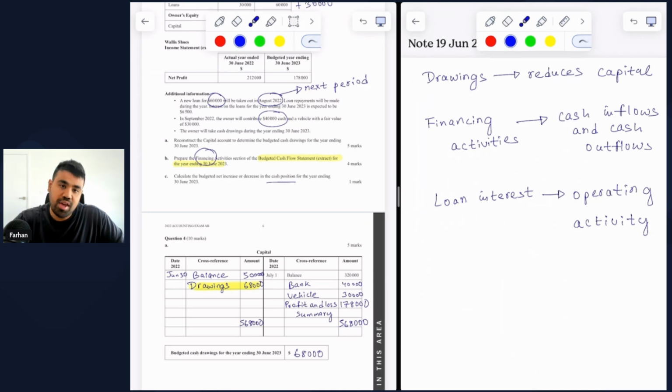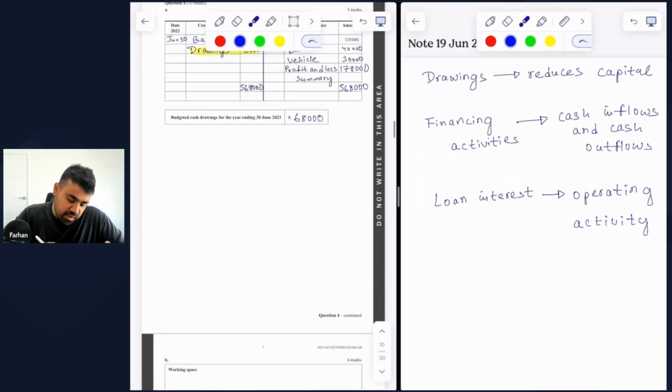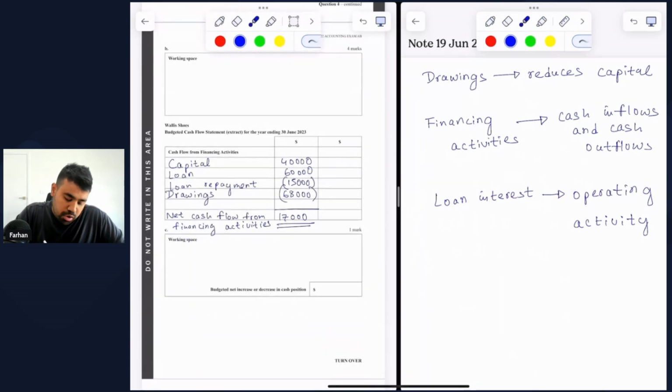So whatever loan we have taken out, taken it out for the purpose of investing in our business, so injecting into the business. So that is why when we prepared the financing activities section, we have shown loan as positive plus 60,000, which refers to cash inflow. That is why we are showing it as a plus.